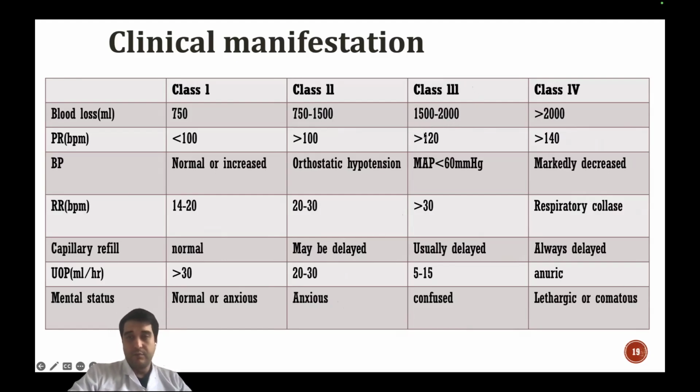So pulse is more than 120. Blood pressure is less than 60 millimeters of mercury. Respiratory rate is more than 30. Capillary refill is usually delayed. UOP is less than 15 milliliters. Mental status is confused. If it's more than 2 liters, pulse is more than 140, blood pressure is markedly decreased, capillary refill is always delayed, anuric, we don't have any urine, and mental status is lethargic or comatose.